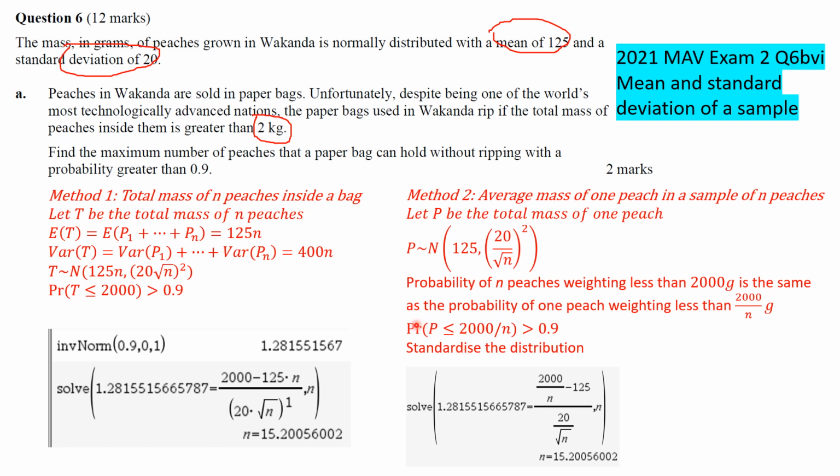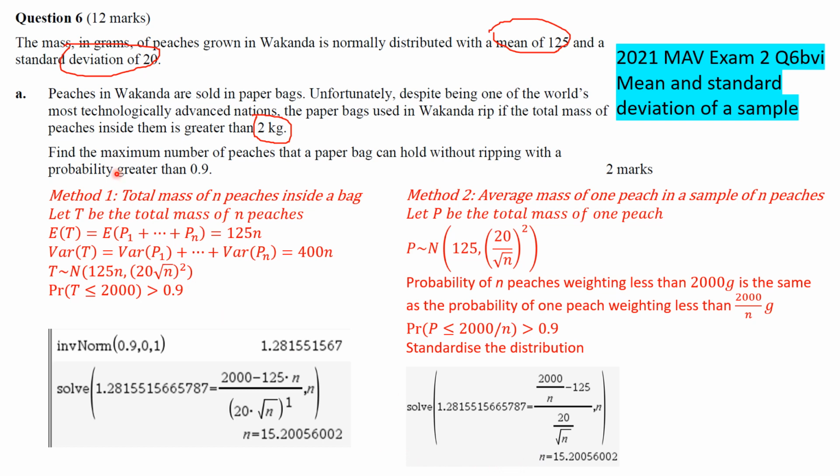So just follow what we did over here. We work out the limits and then standardize this one here. You take this mass and then minus the mean mass of one peach, divided by the standard deviation of that sample. And then you solve for n. As you can see, you got the same answer.